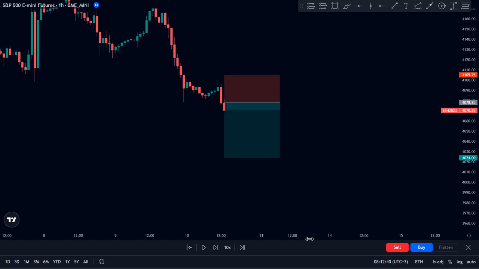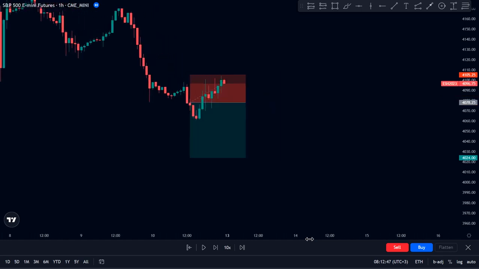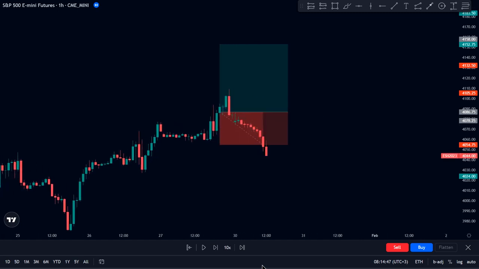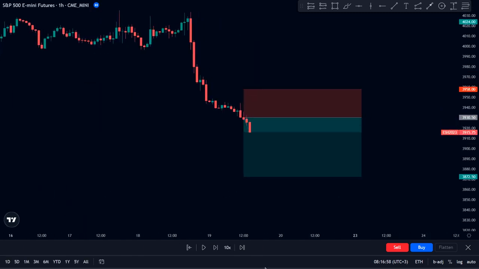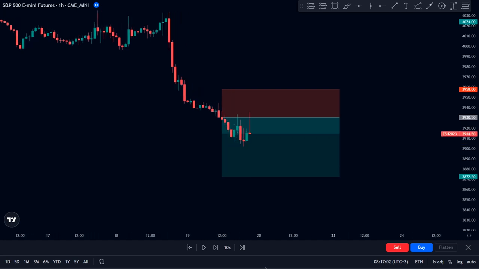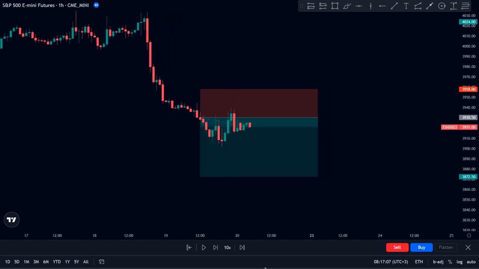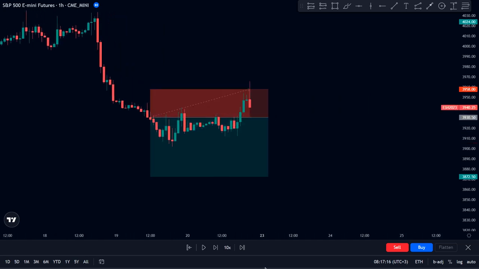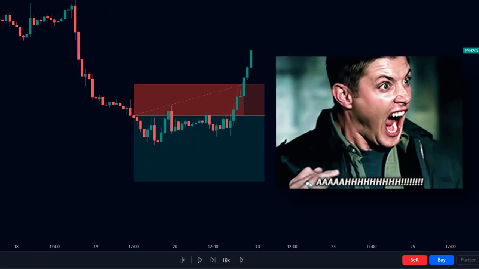Has this ever happened to you? You take a trade and you lose. You take another trade and you lose. You decide to take the third trade because the third time's the charm. And to your surprise, you lose again. What is happening?